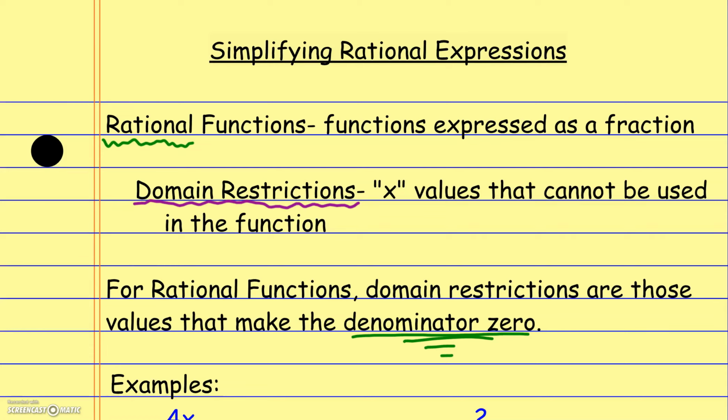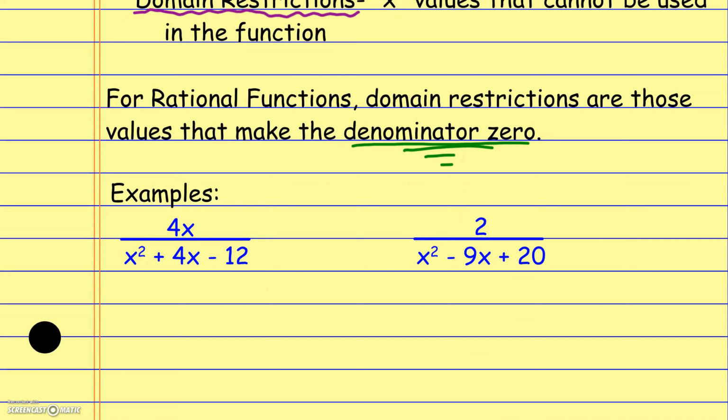For example, when I look at this first one, the 4x over x squared plus 4x minus 12, I've got a function that's expressed as a fraction. It's a rational expression. I just want to know what can't x be? What are my domain restrictions? Well, for a rational expression, I just have to make sure that the denominator does not equal 0. So here's what I do. I take the denominator, x squared plus 4x minus 12, and I say that this thing cannot equal 0.